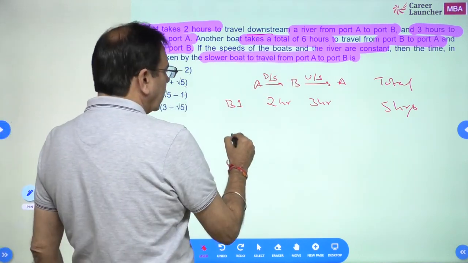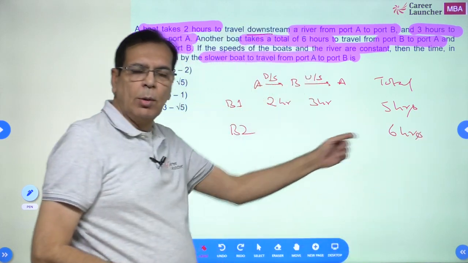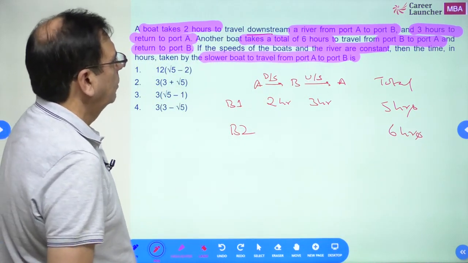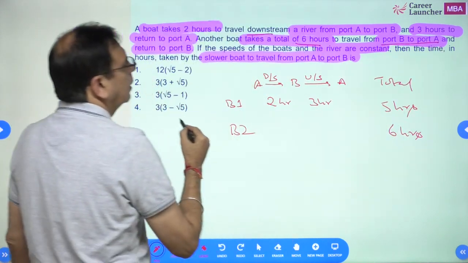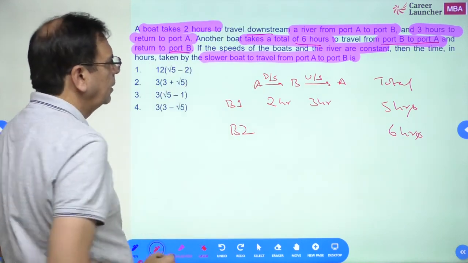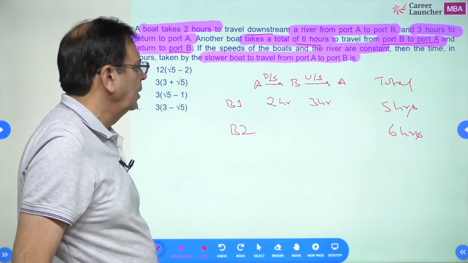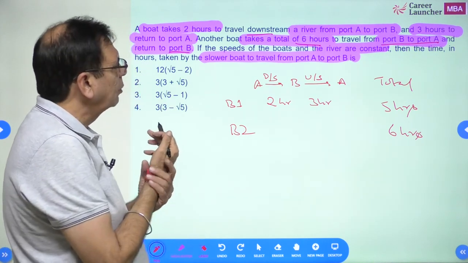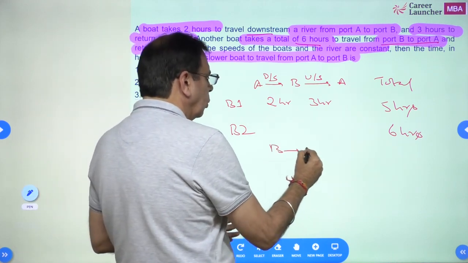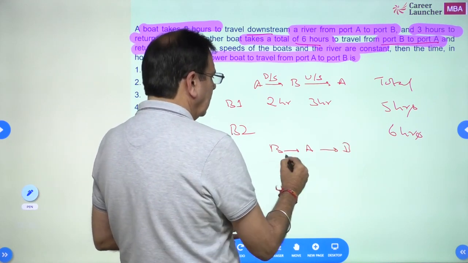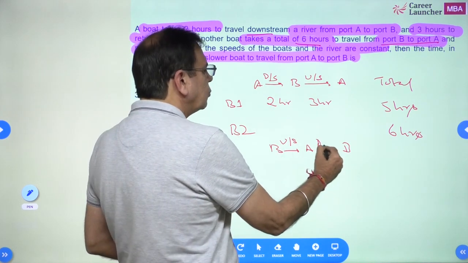another boat takes a total of 6 hours. Boat 2 takes a total of 6 hours. There's obviously the slower boat. It takes 6 hours to travel from B to A and return to B. Now, it is a slower boat. What is it doing? It is doing B to A to B. Again, B to A for it will be upstream. A to B will be downstream.